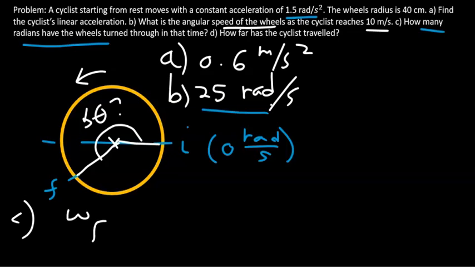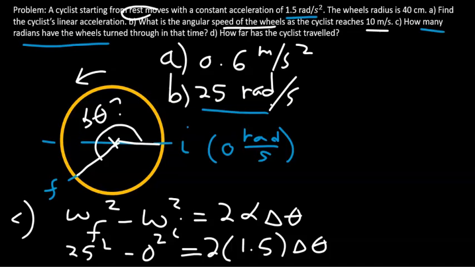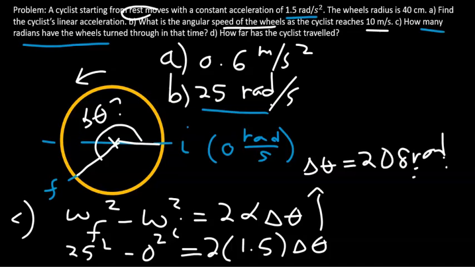So since we know the final angular speed, we know the initial angular speed, which is 0. We know the angular acceleration, and we want to determine the angular displacement. We can use one of the rotational kinematics equations here, which is the square of final angular speed minus the square of the initial angular speed equals 2 times angular acceleration, which is constant, times the angular displacement, which is what we want to find. So the final angular speed is the answer from part B, 25. Don't forget to square that. The initial angular speed is 0 because it starts from rest, so 0 squared equals 2 times alpha, which is 1.5, times delta theta, and we can get delta theta, which will be 208 radians.